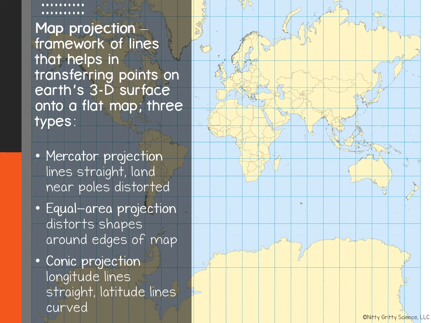Since maps are flat and the Earth is round, map makers use map projections, which is a framework of lines that help in transferring points from Earth's three-dimensional surface onto a flat map. There are 3 common map projections used: the Mercator projection, the equal area projection, and the conic projection.